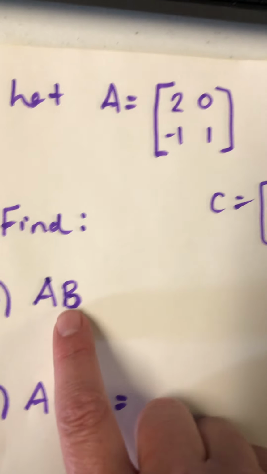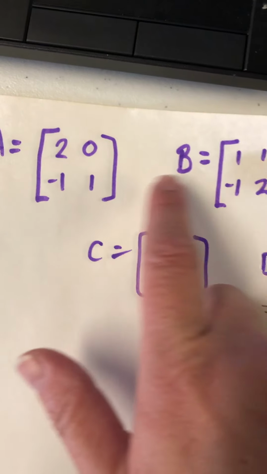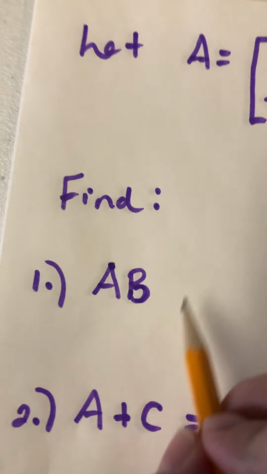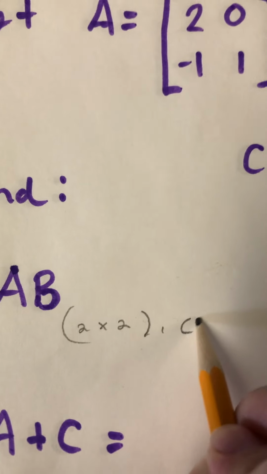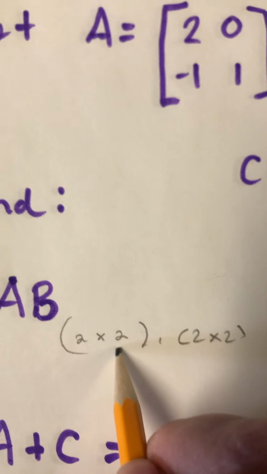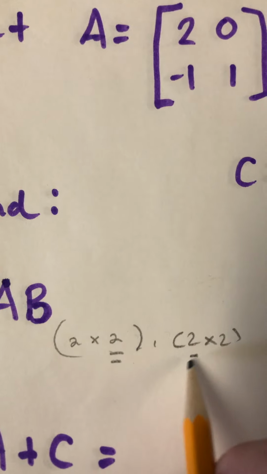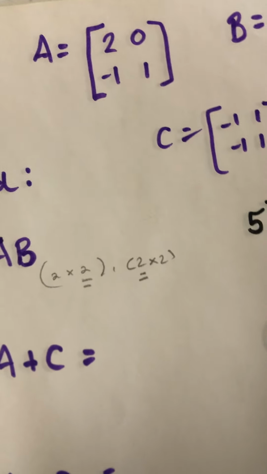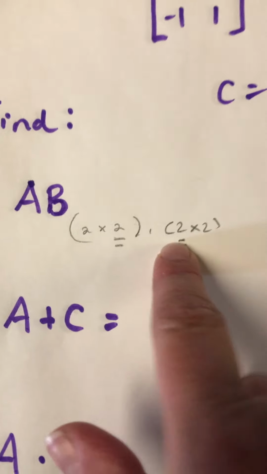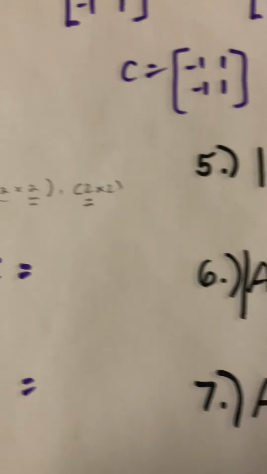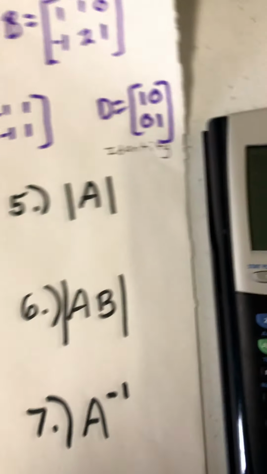Can we find this product? Can we multiply 2 by 2 with that? We can, because remember, 2 by 2 matrix multiplied by another matrix, as long as the end matches the beginning of one, kind of like running a 4 by 4 relay for track. So this runner passes the baton to that runner. That can happen. So how do we use the graphing calculator?